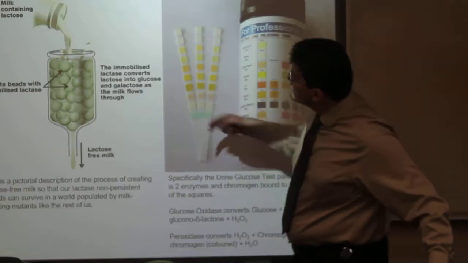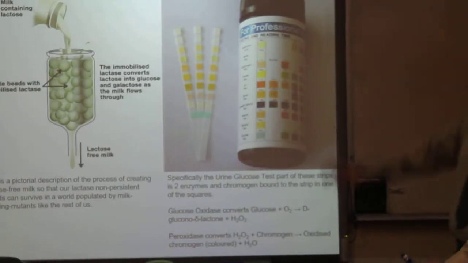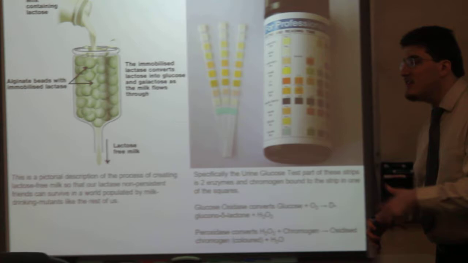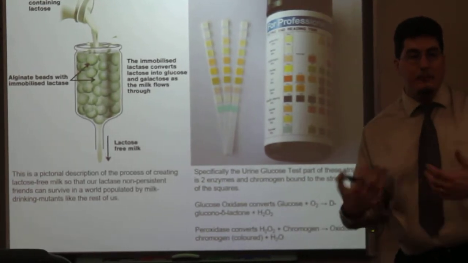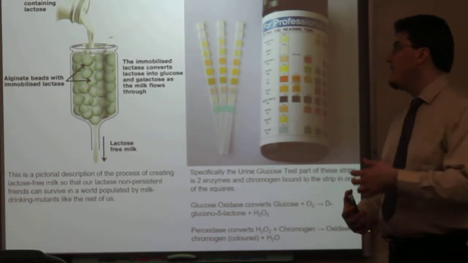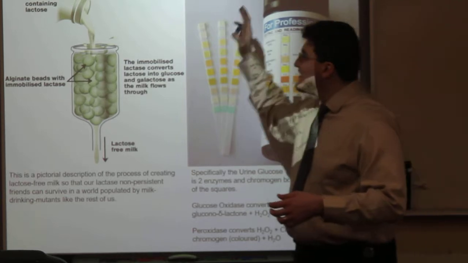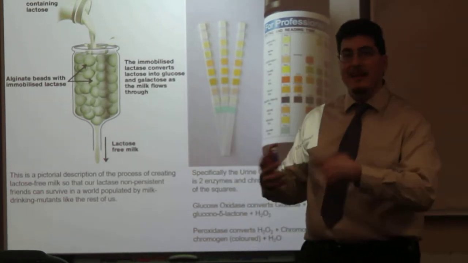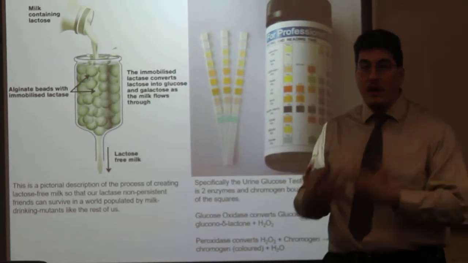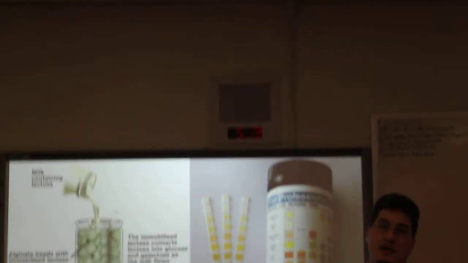So here's two starter examples. We have alginate beads. Alginate is just a gel made from algae. So we have immobilized lactase. Lactase is an enzyme that converts lactose to galactose.